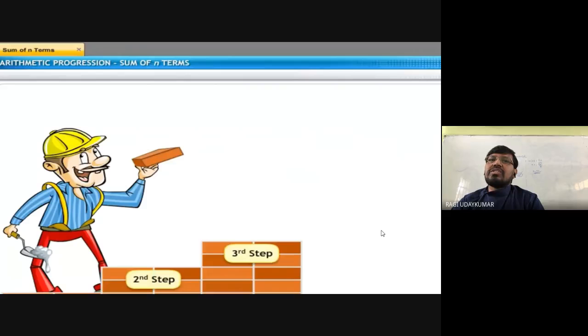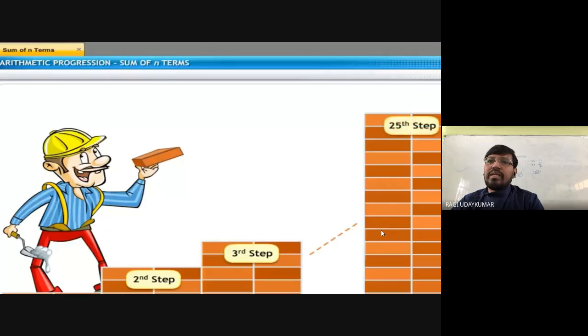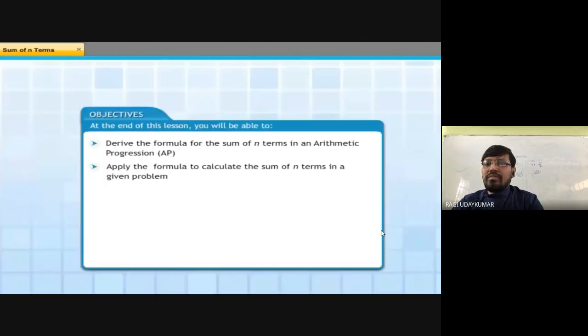Okay, so the first step has 2 bricks, the second step has some bricks, and so on up to 25 steps. A mason is placing bricks, and how many bricks in total do I need to construct this kind of steps? For that type of problem you need the sum of the n terms of an arithmetic progression. So we will derive the formula for the sum of the n terms and apply it to calculate the sum for the given problem. Okay, these things we are going to learn now.